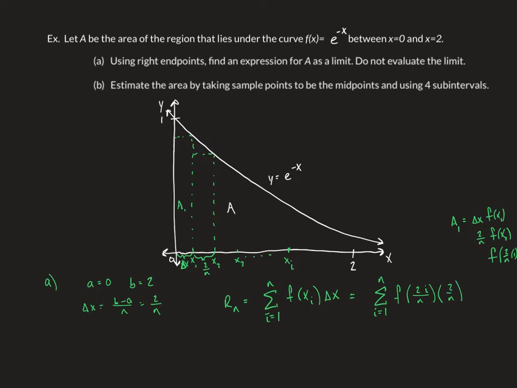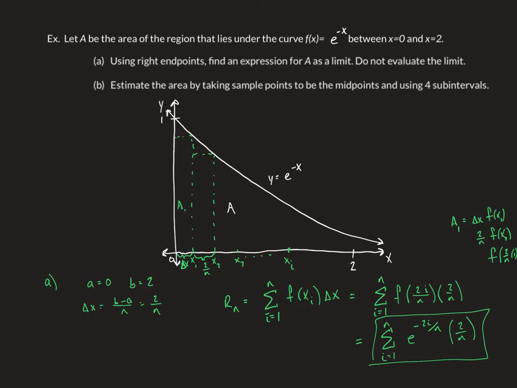So this is an expression that I could use to evaluate the sum of these right-hand rectangles. And consider that we know what the function is, so I would be able to rewrite f of 2i over n as e to the negative 2i over n, because that is the actual function, times 2 over n. And I could rewrite that in another nice way if I really wanted to. So i equals 1 to n.